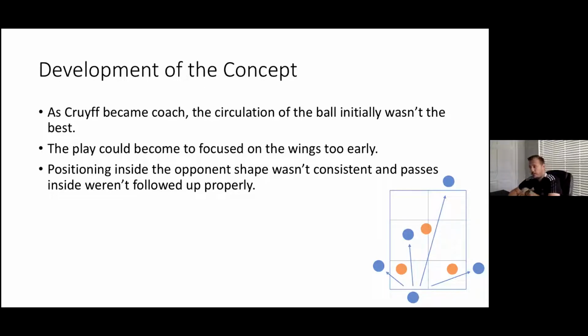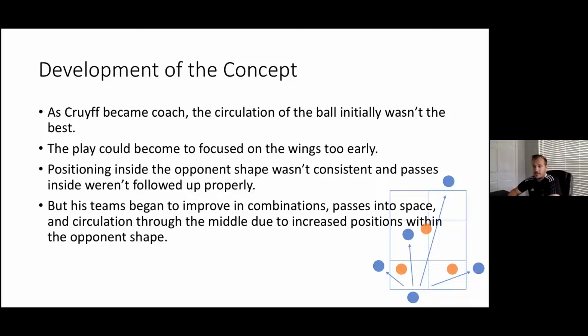Positioning inside the opponent's shape wasn't consistent, and any pass that happened inside the opponent's shape wasn't really followed up by combination play really well. They were lacking some detail. And as he started to coach them through the 80s, his teams began to improve. He made more players position into the middle of the opponent formation. He made them keep the ball. He made them keep their positions really strictly, with some rotation in the middle and things like that.